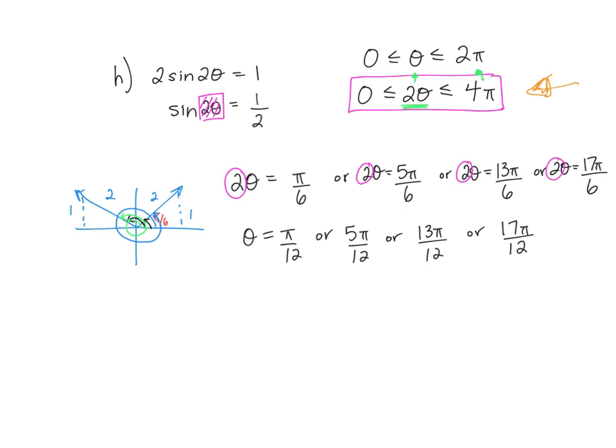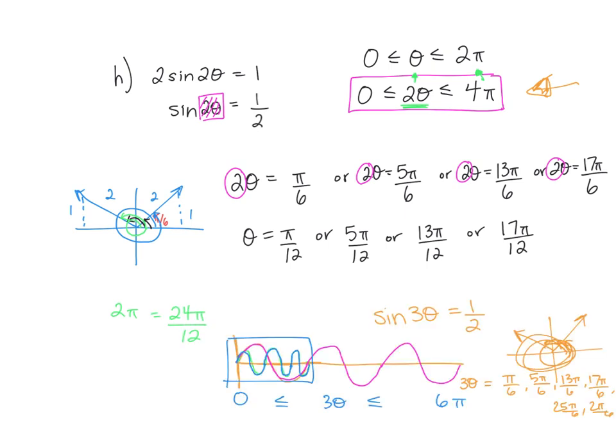And again, I encourage you to think about that in terms of pi by 12s. A full rotation, so if we had 2 pi in terms of pi by 12ths, that would be the same as 24 pi by 12. So what you'll notice is we can fit in 4 values of theta that will provide us with a ratio of 1/2 between 0 and 2 pi for this double angle.